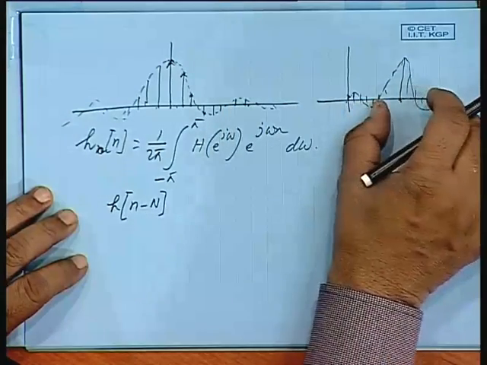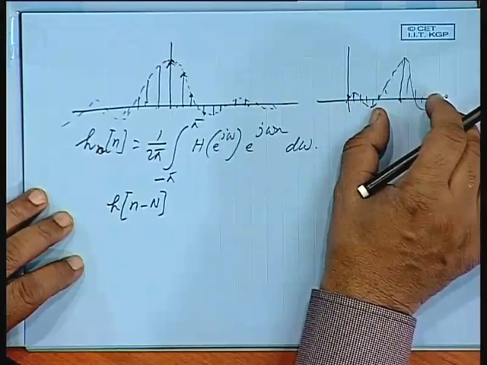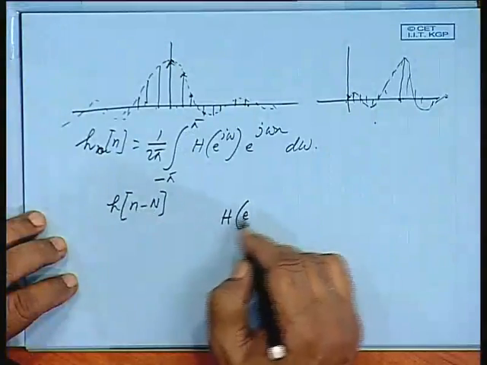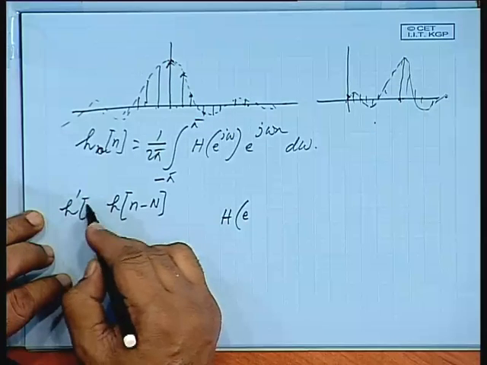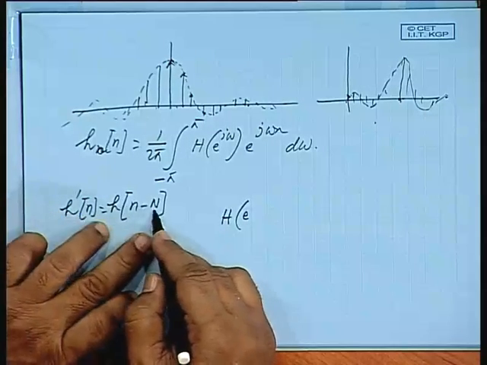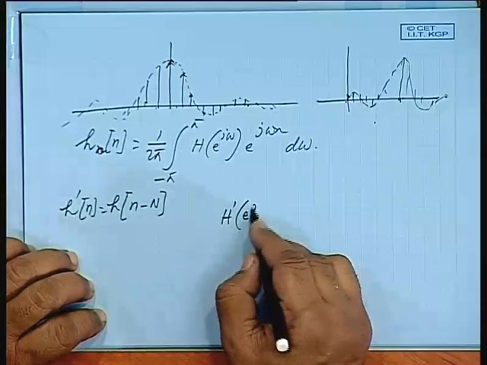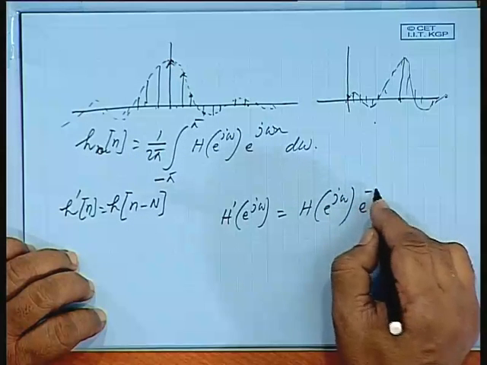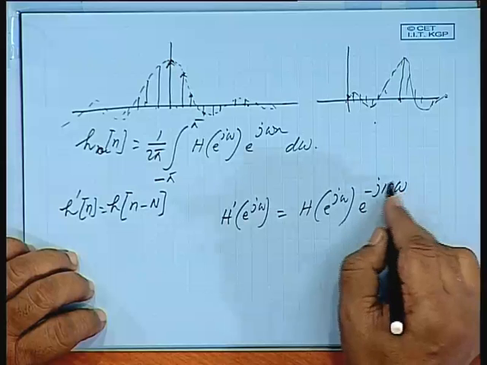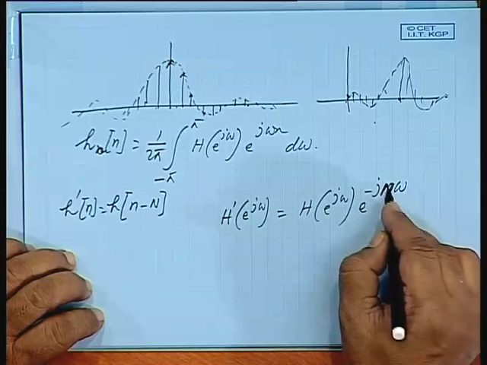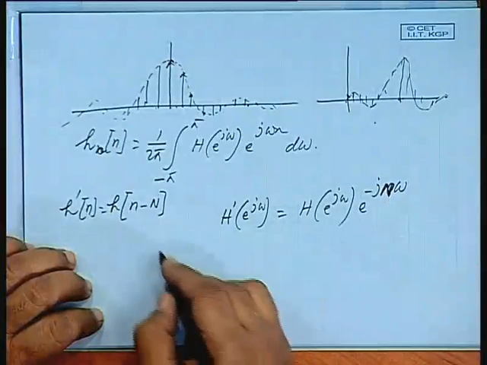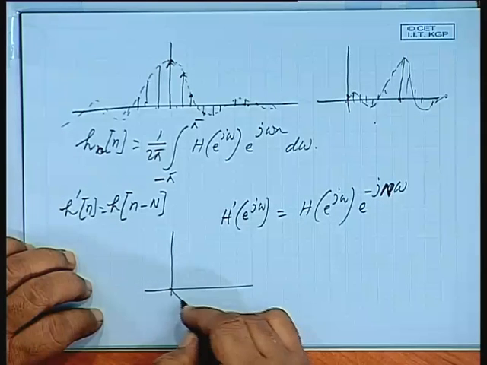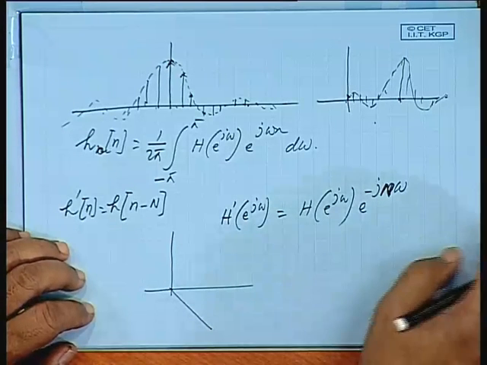If I give a shift towards the positive side by 10 steps, what is the net contribution to the phase? Suppose I call it h dash n, which is h of n minus capital N. Then h dash of e to the power j omega will be nothing but the original H of e to the power j omega times e to the power minus j 10 omega. So, this is the N omega. N is 10 here, but generally it is capital N. Is that all right? So, that gives me a linear phase.